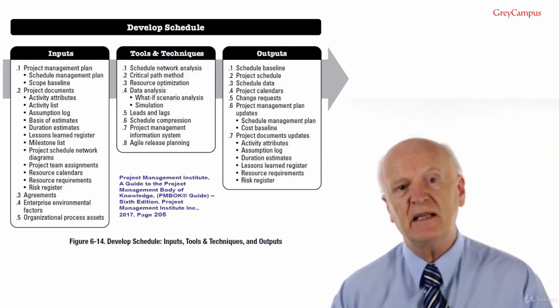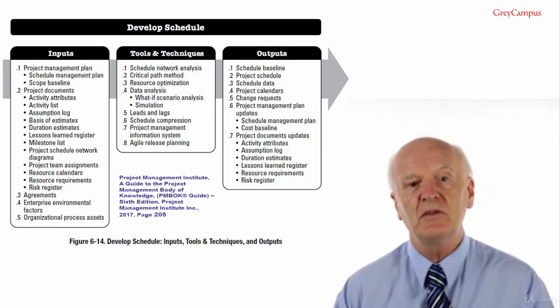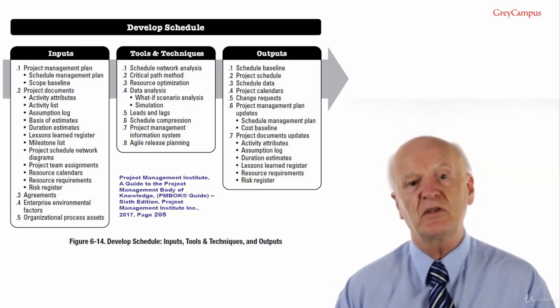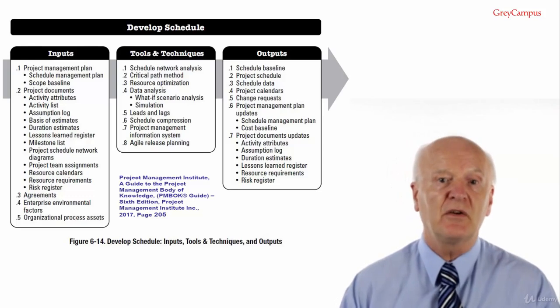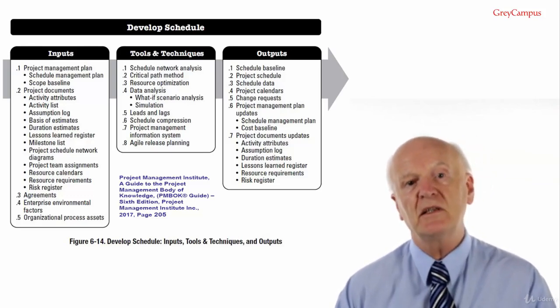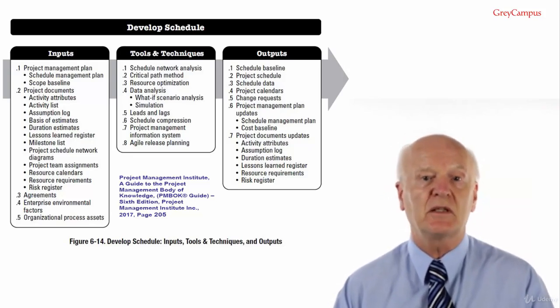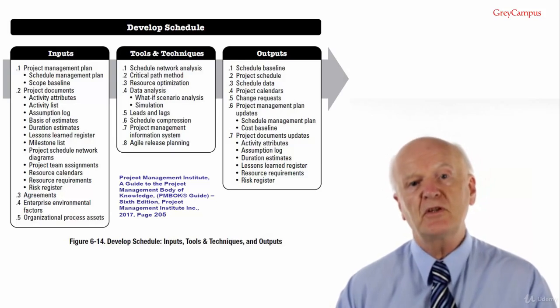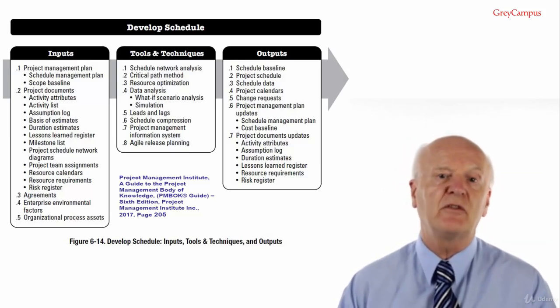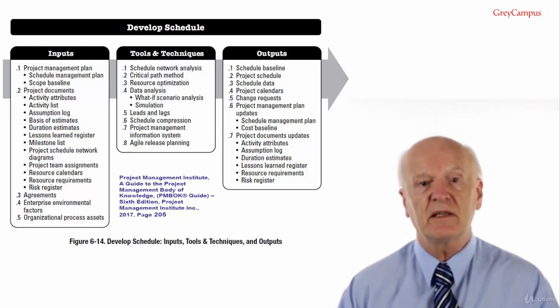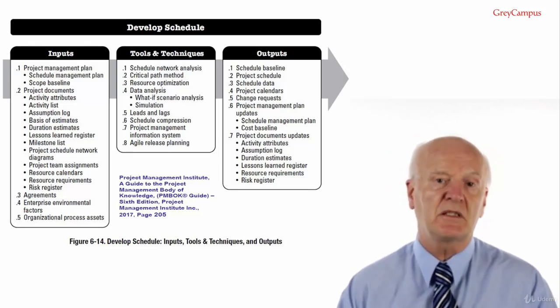Output number 3, schedule data. The schedule data for the project schedule model is a collection of information for describing and controlling the schedule. The schedule data includes, at a minimum, the schedule milestones, schedule activities, activity attributes, the documentation of all identified assumptions and constraints. Output number 4 is the project calendars. Project calendar identifies working days and shifts that are available for schedule activities and may be updated by this process.